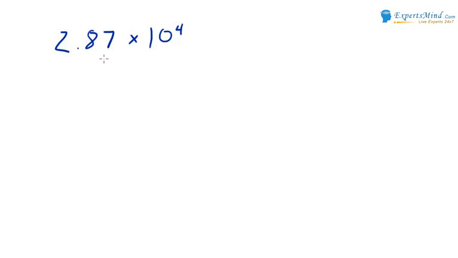So, alright, how would we solve this problem? I told you that this number basically means the same as 28,700. Don't believe me? I'm going to show you how. You have 2.87 times 10 to the fourth power. Alright, so we need to solve this baby right here. 10 to the fourth power is, or excuse me, it's 1 with 4 zeros.